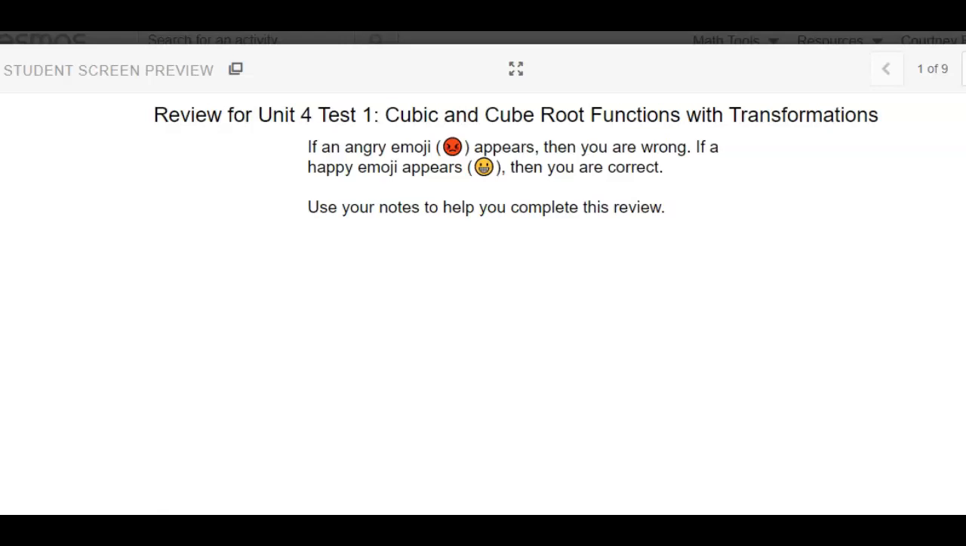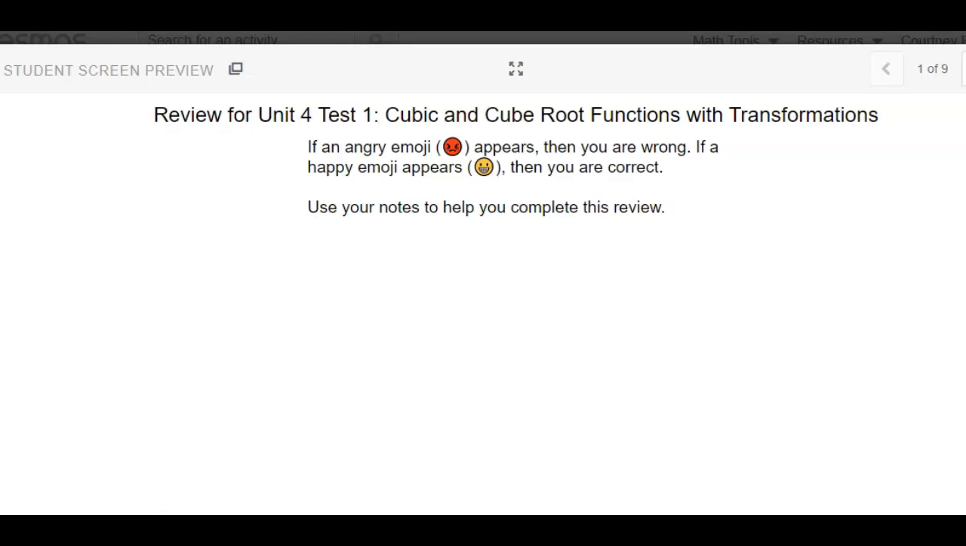So the way that this review works in the Desmos activities is if an angry emoji appears, which is red, then you're not correct. And if a happy emoji appears, then you're correct and you can move on. It's a good idea to use your notes while you're doing the review to help you complete it correctly.